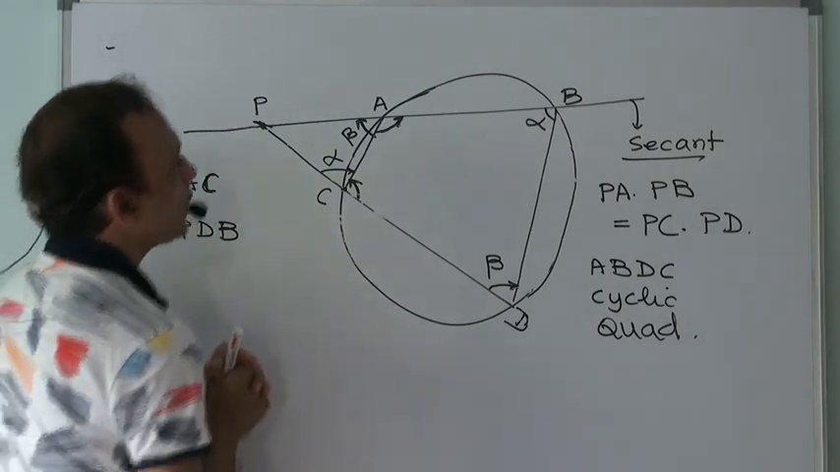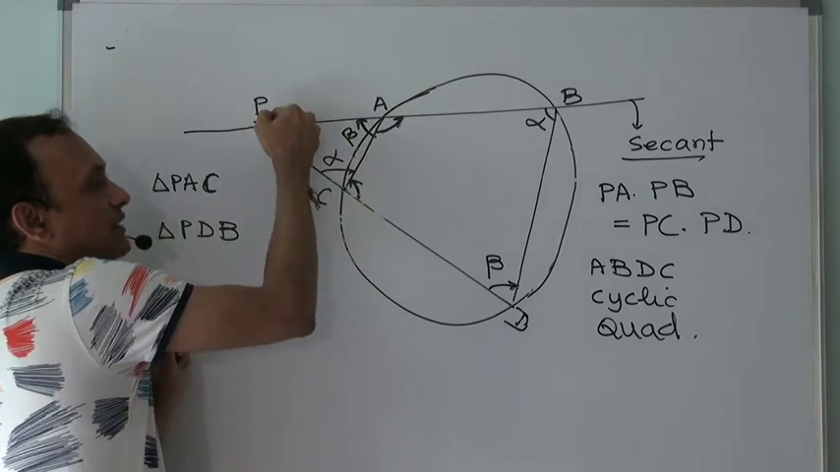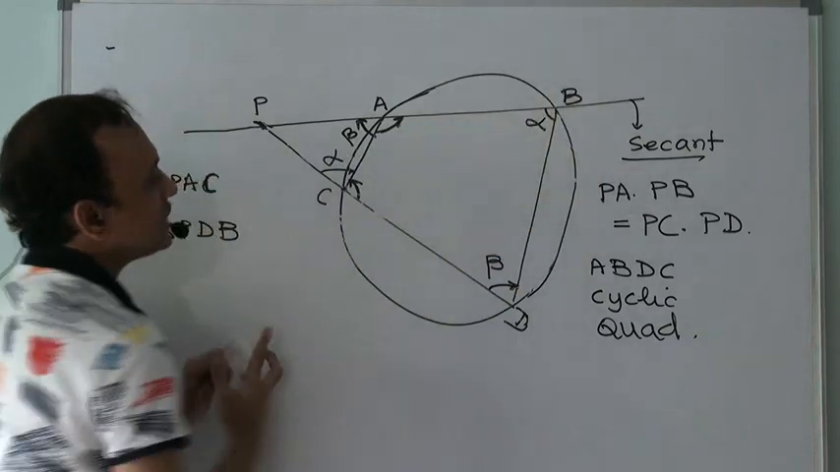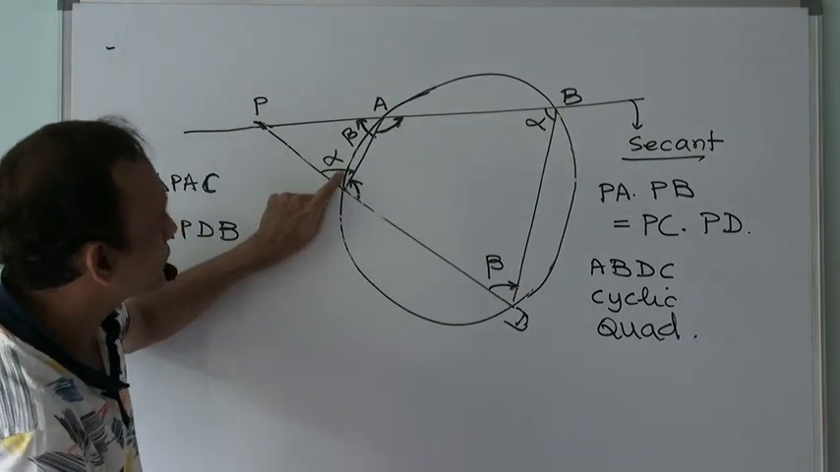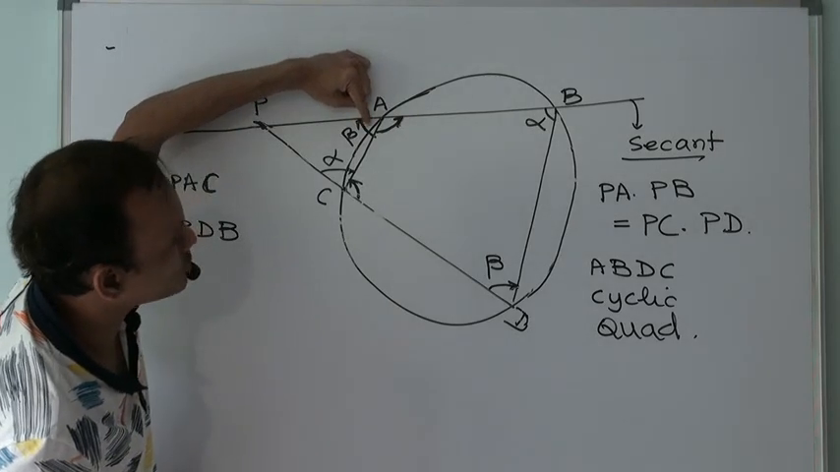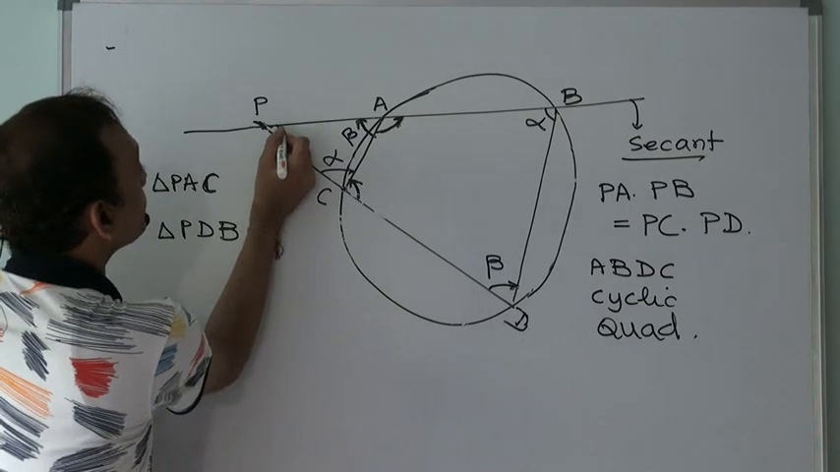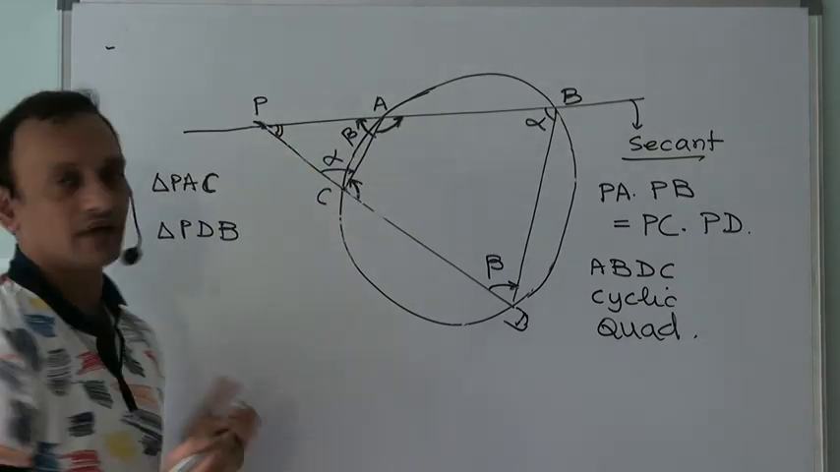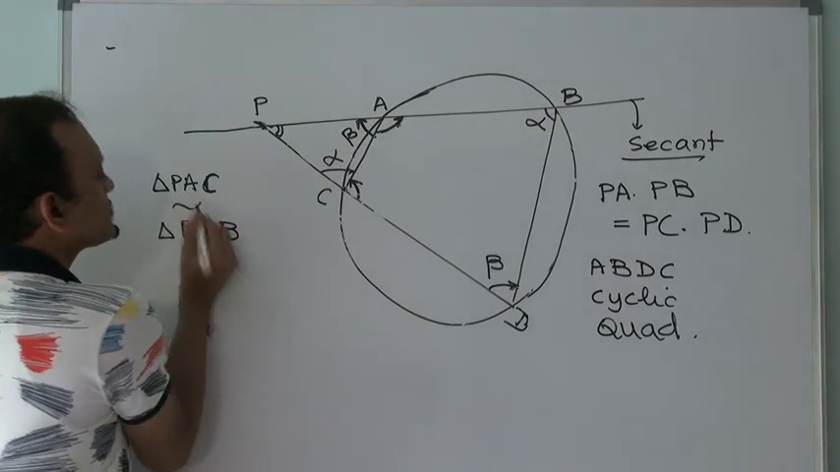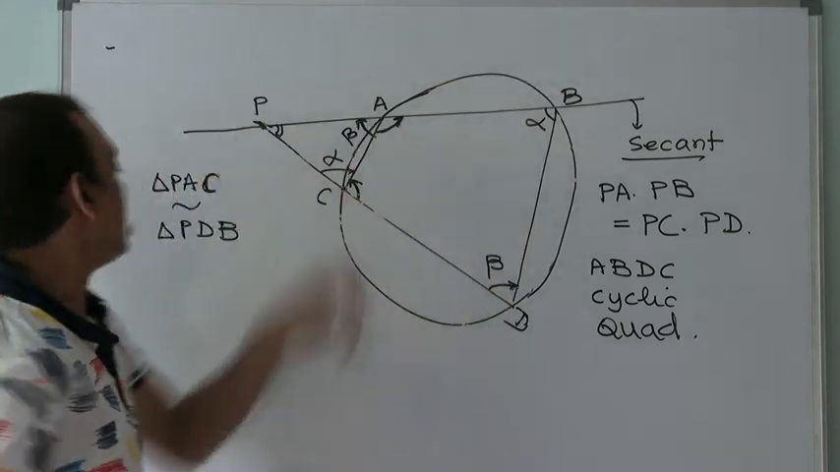Hey, one of the things that you can see is if I compare triangle PAC, this triangle, with this triangle PDB, do you see that this angle is equal to this angle? This angle beta of the smaller triangle is this angle beta of the bigger triangle, and the angle P is common to both the triangles, which means the two triangles must be similar. Triangle PAC must be similar to triangle PDB.